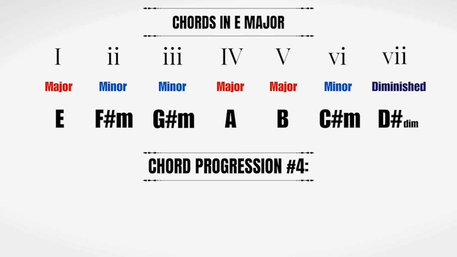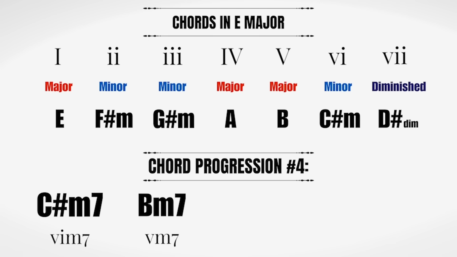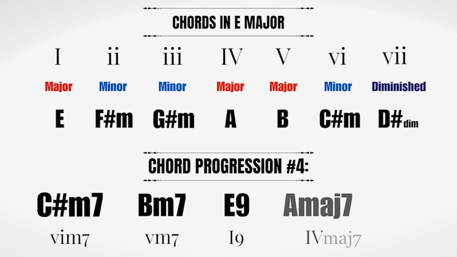So I have a 6 minor 7 chord. I'm going to call this a 5 minor 7 chord. I'm going to call this the 1 dominant 7 chord with a 9 added on top. I'm going to call this the 4 major 7, and I'm going to call this a 3 dominant 7 chord.